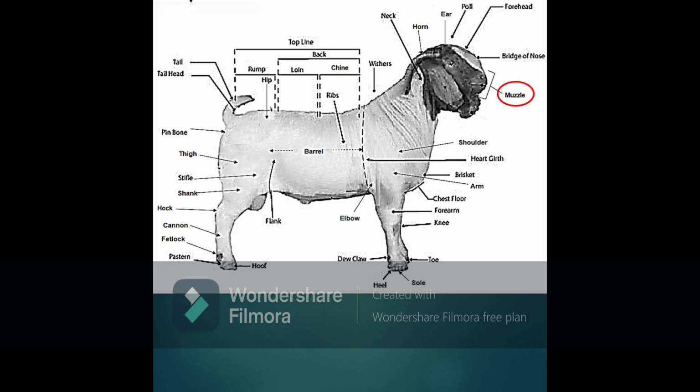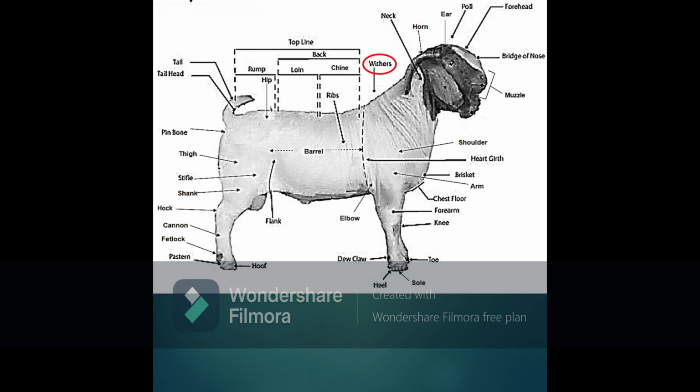The muzzle is the part of the face including the nasal bone, the upper lip, the lower lip, and the jaw. Bridge of nose is a region formed by the nasal bone. The forehead is a region formed by the frontal bone. The poll is the dorsal surface of the cranium or top of the head. Then the ear, the horn, the neck, which is the area connecting the head to the trunk of the body.